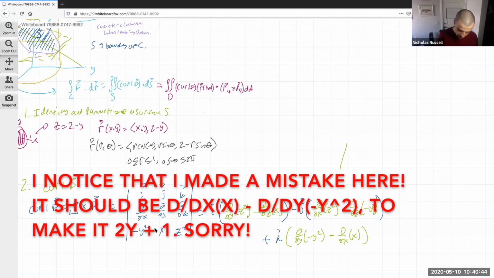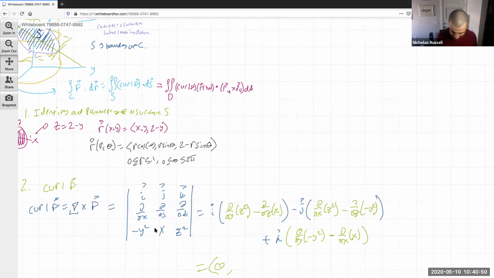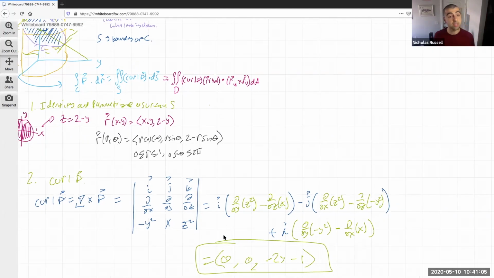And so what we can get here, if you see, this first component is going to be 0. The second component is going to be 0. And this third component here is going to be negative 2y minus 1. And this is the curl of my vector field. I mean, that's not too bad at all.